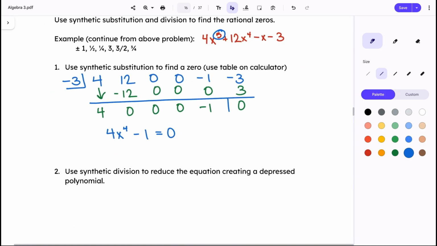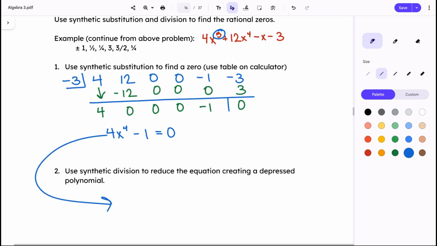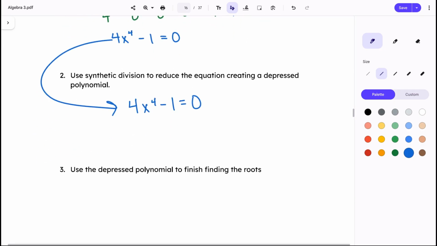Okay, so it says to use synthetic division to reduce. Oh, I already did that. So like this answer here, I should have written down a number 2. I didn't realize that they had me separate that out. This is my depressed polynomial. And then on step number 3, they're asking you to use your depressed polynomial to finish finding the real roots. So that means let's solve for x here.